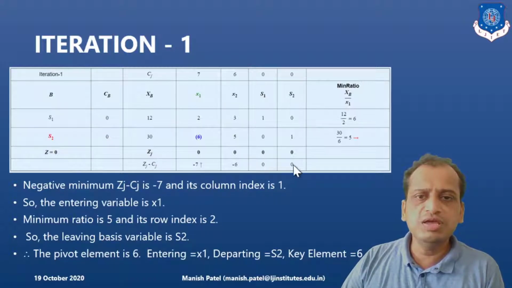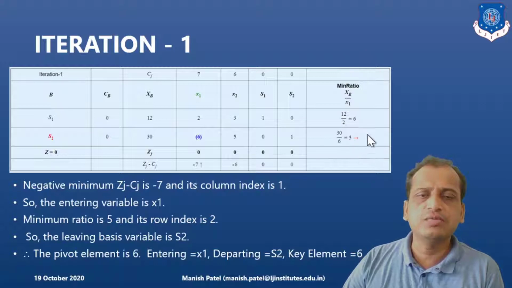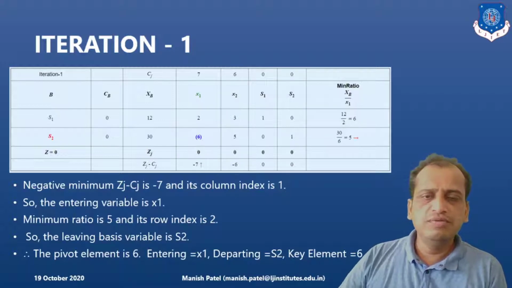Now the most negative value here is minus 7. So this is our key column, or pivot column. What is our next step? We divide the solution values, 12 and 30, by the entries in this column. 12 divided by 2 is 6, that is the ratio here. 30 divided by 6 is 5. We look for the minimum positive ratio, that is 5. So this is our key row, or pivot row. The intersection of the pivot row and pivot column is the key element, or the pivot element, that is 6. So we will iterate a second time.